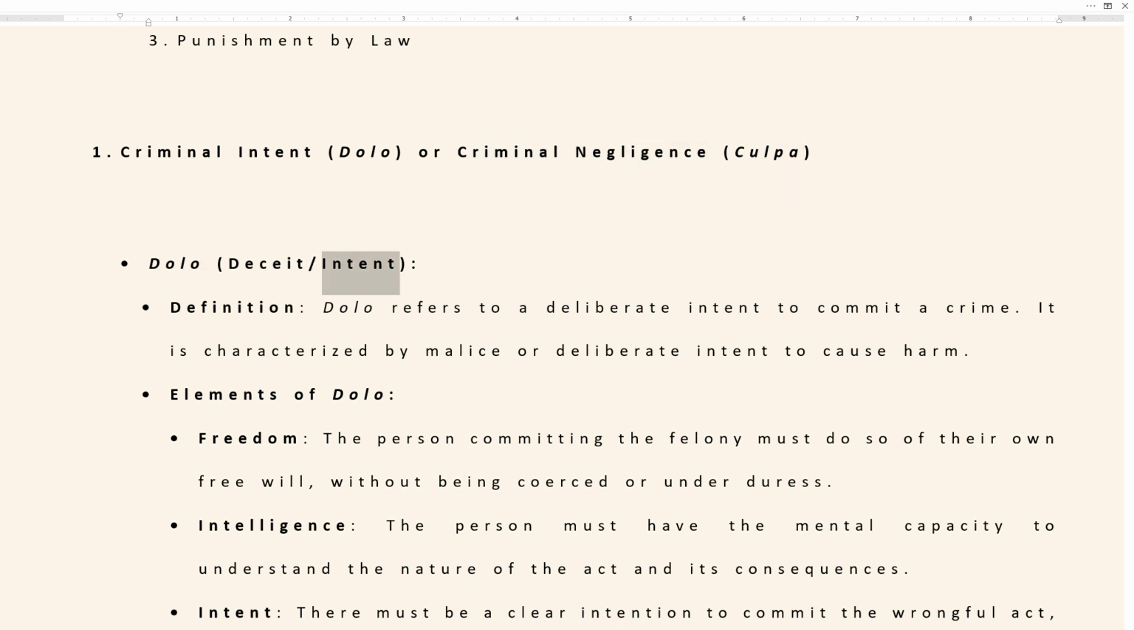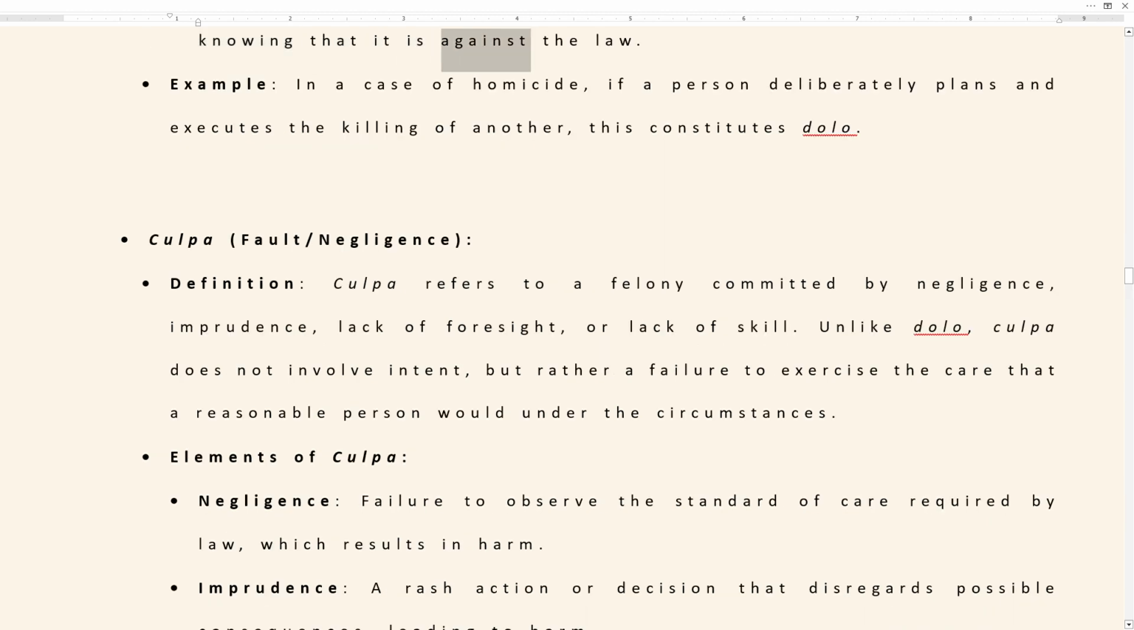Dolo, deceit/intent. Definition: dolo refers to a deliberate intent to commit a crime. It is characterized by malice or deliberate intent to cause harm. Elements of dolo. Freedom: the person committing the felony must do so of their own free will, without being coerced or under duress. Intelligence: the person must have the mental capacity to understand the nature of the act and its consequences. Intent: there must be a clear intention to commit the wrongful act, knowing that it is against the law. Example: in a case of homicide, if a person deliberately plans and executes the killing of another, this constitutes dolo.